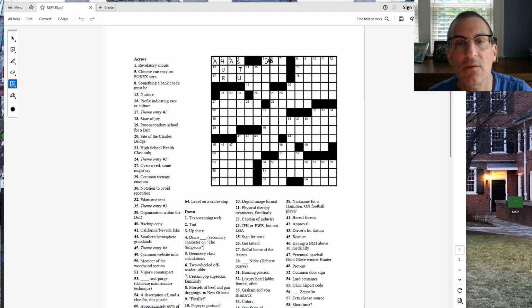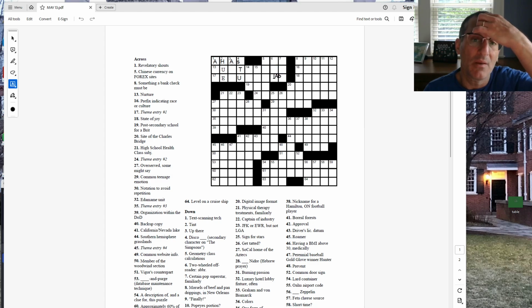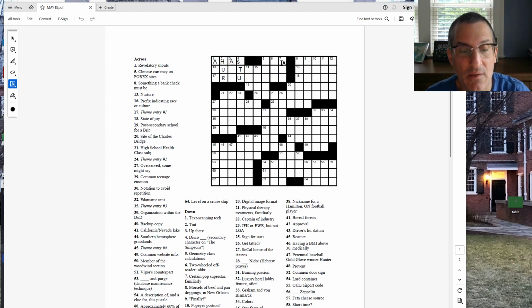Geometry class calculations. Usually that's area, but I don't know why it would start with A. Two-wheeled off-roader. BMX maybe, but I don't like the X there. Certain pop superstar familiar, I don't know, J-Lo perhaps, but then how would the Chinese yuan end in J? So let's look at something a bank check must be. Signed, good, legal, prefix indicating race or culture, that's going to be F now every time.